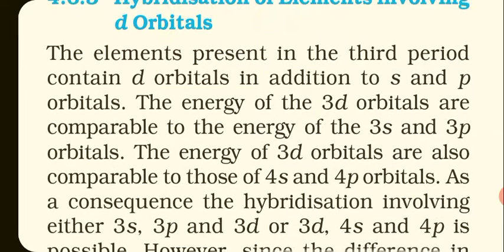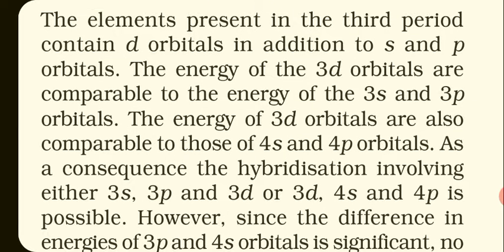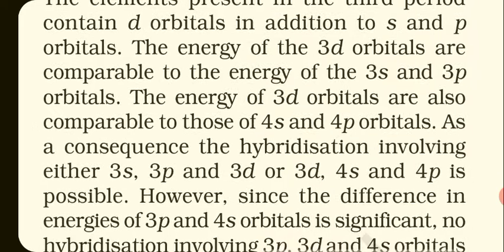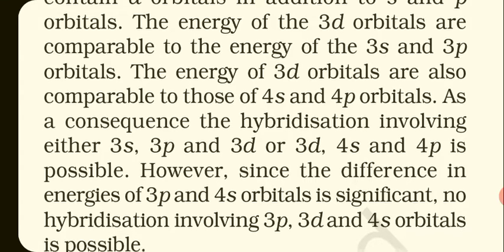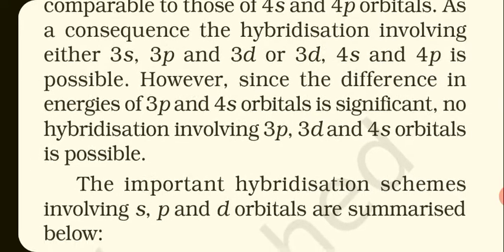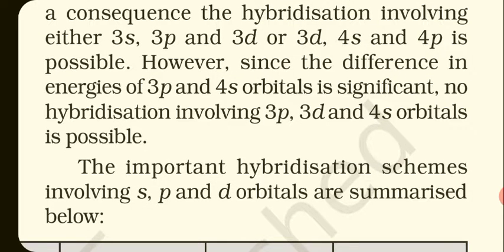So the energy of the 3d orbitals is comparable, or almost nearly equal, to the energy of the 3s and 3p orbitals. The energy of 3d orbitals is also comparable to those of 4s and 4p orbitals. So as a consequence, hybridization involving either 3s, 3p and 3d, or 3d, 4s and 4p is possible.